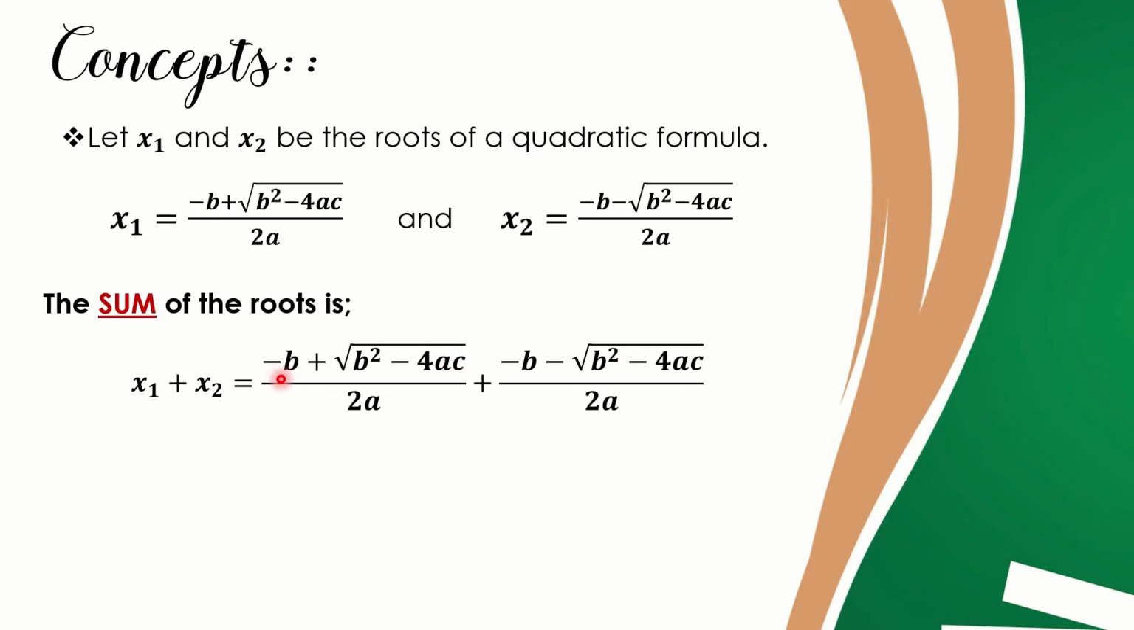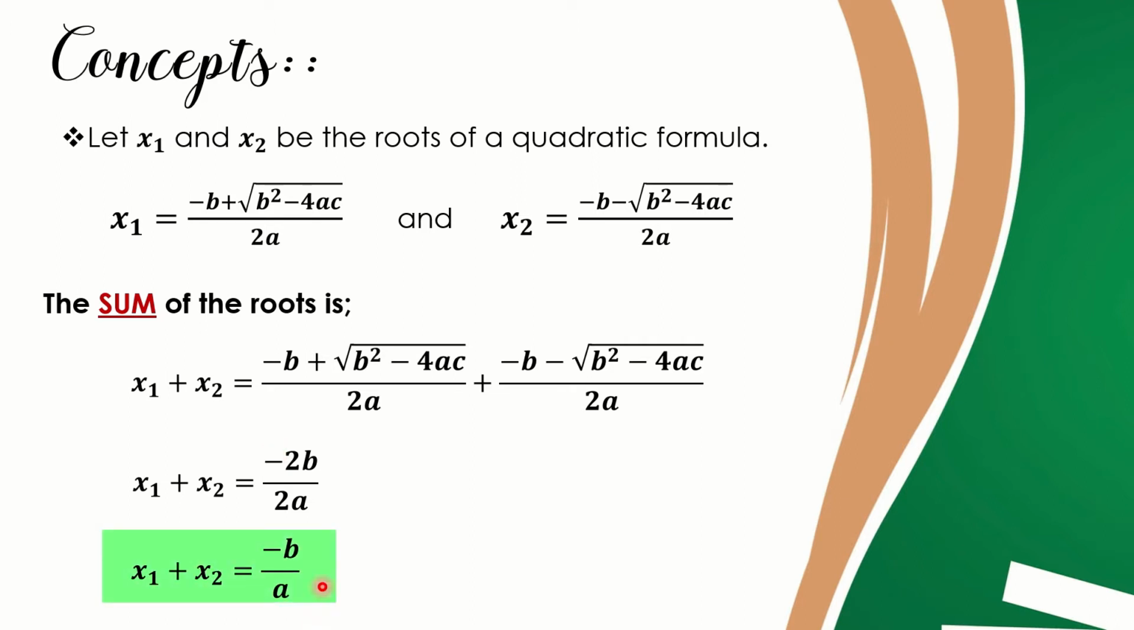Then, let us combine negative b and negative b. So, we will have the sum of x sub 1 and x sub 2 equal to negative 2b over 2a. Simplifying the sum, we will have negative b over a. Therefore, the sum of the roots is negative b over a.